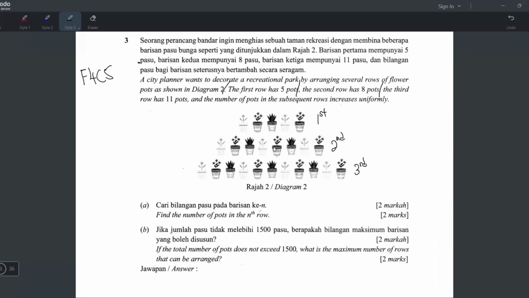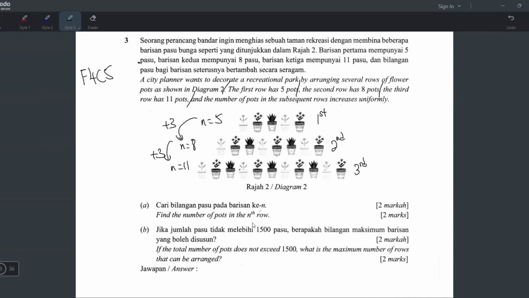Okay, the second row has 8 pots. 1, 2, 3, 4, 5, 6, 7, 8. And then the third row has 11. 2, 4, 6, 8, 10, 11. Yeah. And the number of pots in the sequence of rows increases uniformly. Yes. Because from n equals 1, 2, 3, it goes 5 to 8 to 11. So from here to here plus 3. This one also plus 3. So every consecutive row, they add 3 pots.